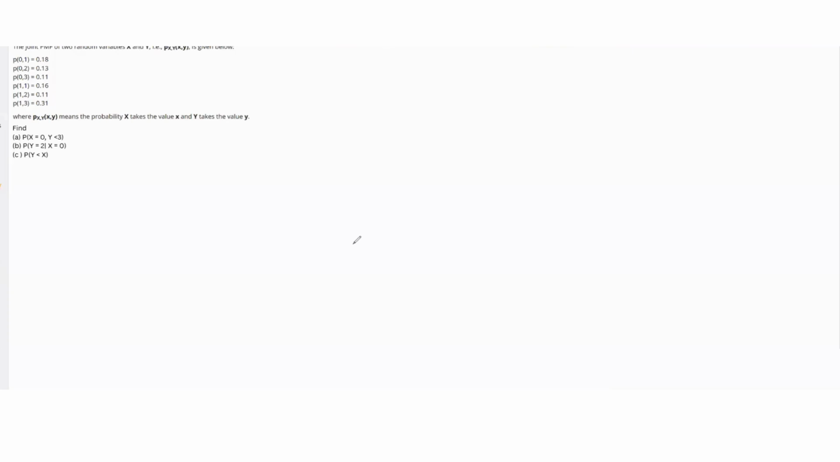In this question, we're given the joint PMF of two discrete random variables, and you want to answer some probability questions using the joint PMF. So the first thing that you want to do is write the joint PMF in table form.